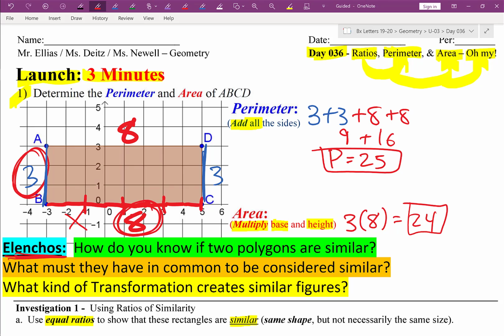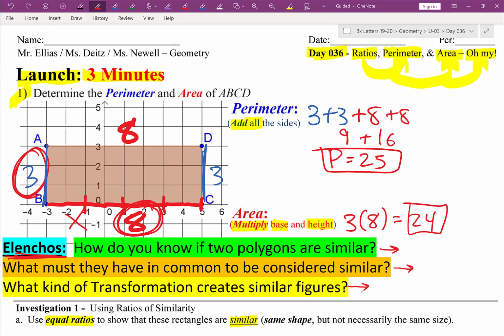How do you know if two polygons are similar? What must they have in common to be considered similar? And then what kind of transformation creates similar figures? So pause that, reflect on it, and answer those questions.